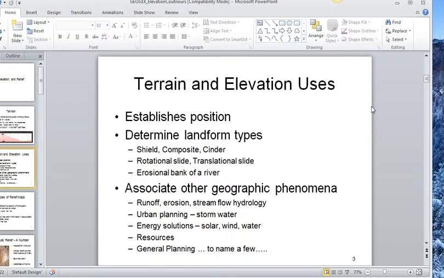Now, one of the things that's changing is there's so much available with aerial imagery that often helps with that. But with aerial imagery, I don't get a number. I don't get to know exactly how tall that building is or that mountaintop is. I just can see that it's higher than the area around it.